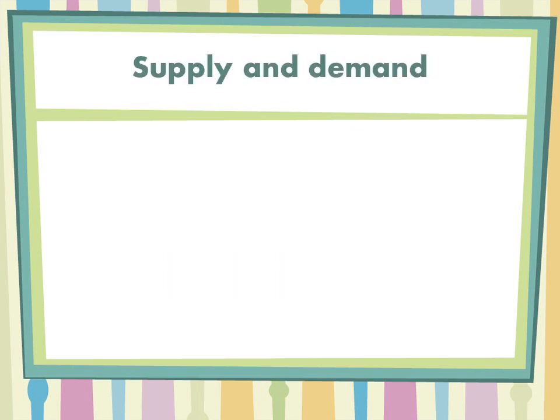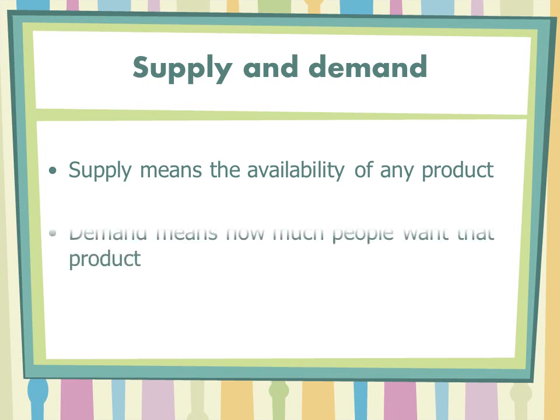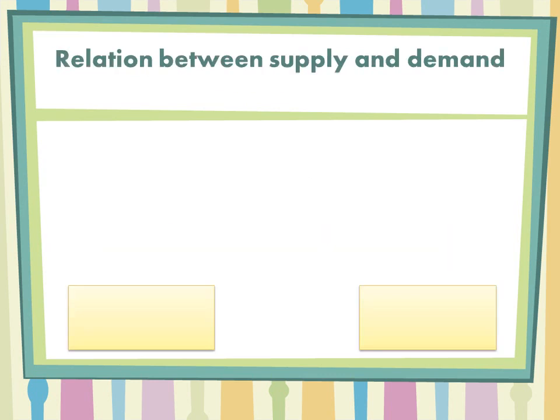Supply and demand. Ibn Khaldun identified the principle of supply and demand. He was the father of social sciences in the Arab world. He lived during the 14th century. So let us see what supply and demand is. Supply means the availability of any product, anything which is available. So that's supply. Demand means how much people want that product. What is the need for that product? How much do people need it?